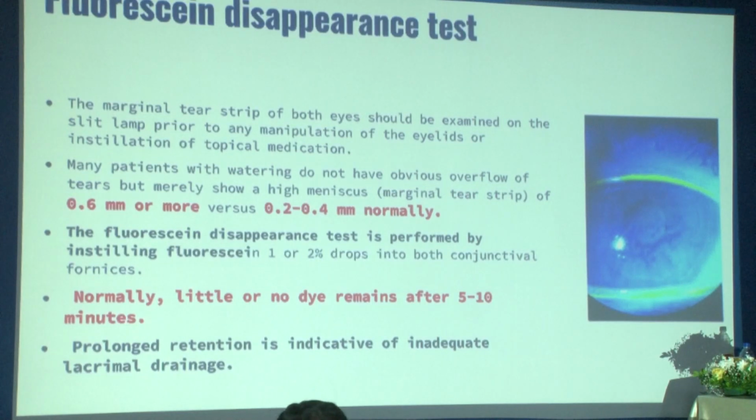Again, fluorescein disappearance test. What do we do in this? The fluorescein disappearance test is performed by instilling fluorescein 1 or 2% into the conjunctival fornices. Normally, little or no dye remains after 5 to 10 minutes. But if the dye is still present, that means prolonged retention is indicative of an inadequate drainage system. The drainage system is not adequate.